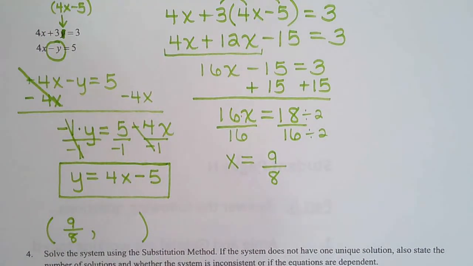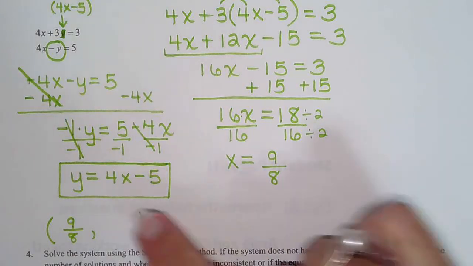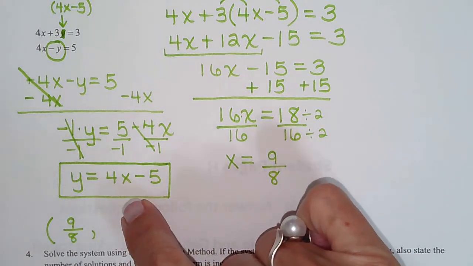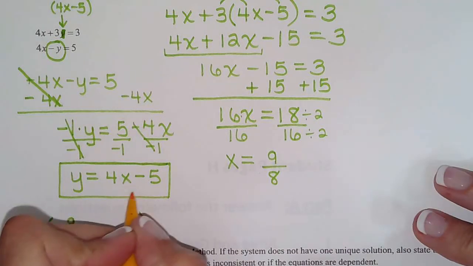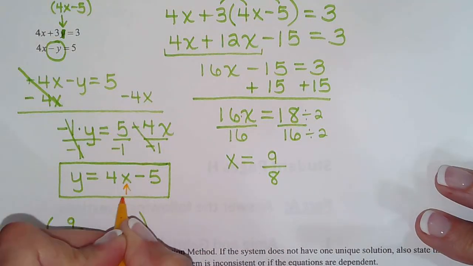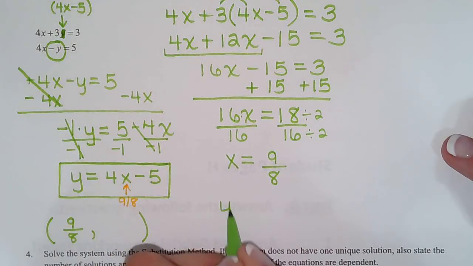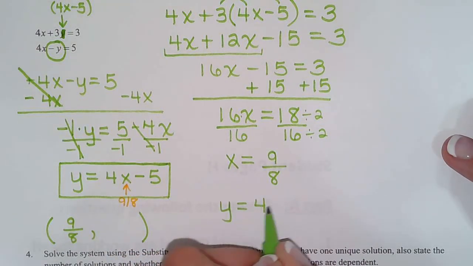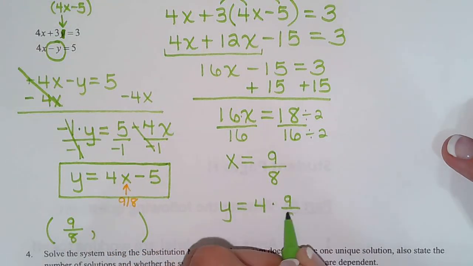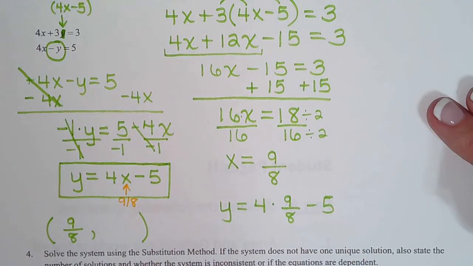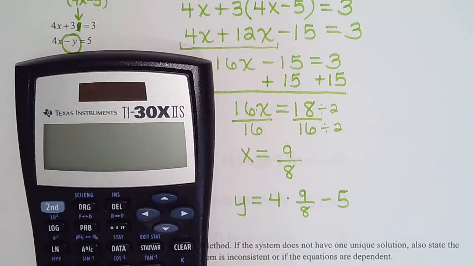Okay, so everybody remember the next step? We know what x is, and that's why the box is there, begging you, come back to me. So in place of that x, you're going to put 9/8. And then we'll use the calculator to help us, not a problem. So y equals 4 times 9/8 minus 5. So we don't care how ugly the answer is because the calculator makes it so easy for us.